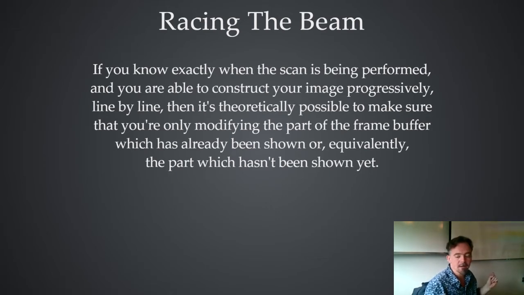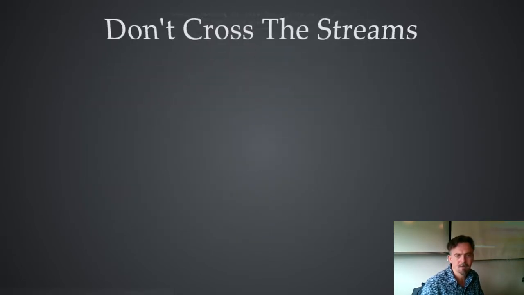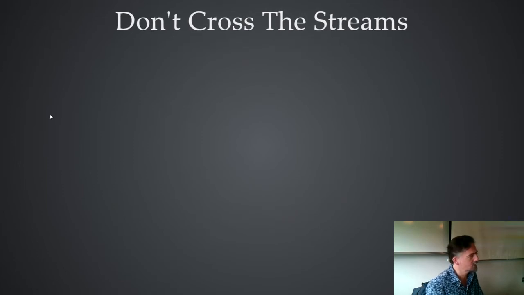So the trick is you only modify parts of the frame buffer that the beam has already passed by. That way the viewer won't see the changes happening as you're writing those pixels in, because you've allowed the beam to get beyond you. So that's called racing the beam. Because if you do that, you won't cross the beam, and that way you won't get the partial image problem. So basically what I'm saying is don't cross the streams.